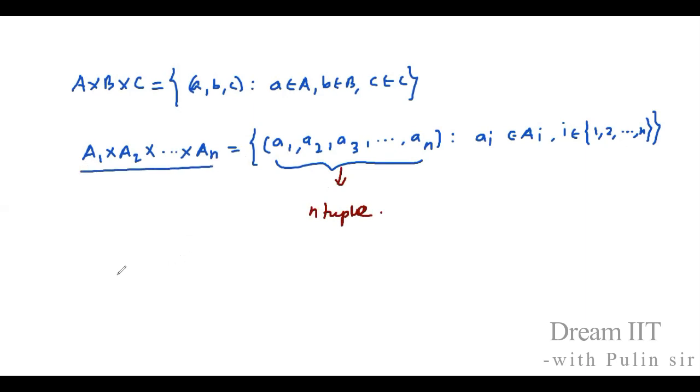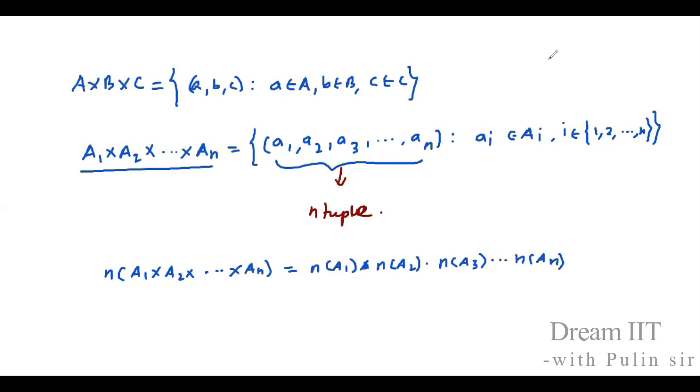And in the same way, the formula can also be generalized. What is the formula? Number of elements in A1 cross A2 cross up to An will be simply number of elements in A1 into number of elements in A2 into number of elements in A3 and so on up to number of elements in An. Now just try to see one of the very, very important parts.